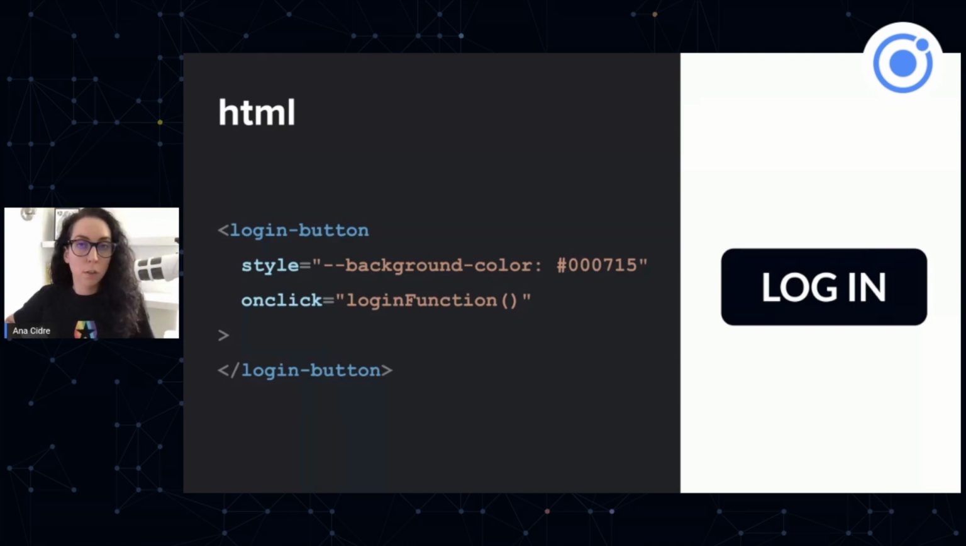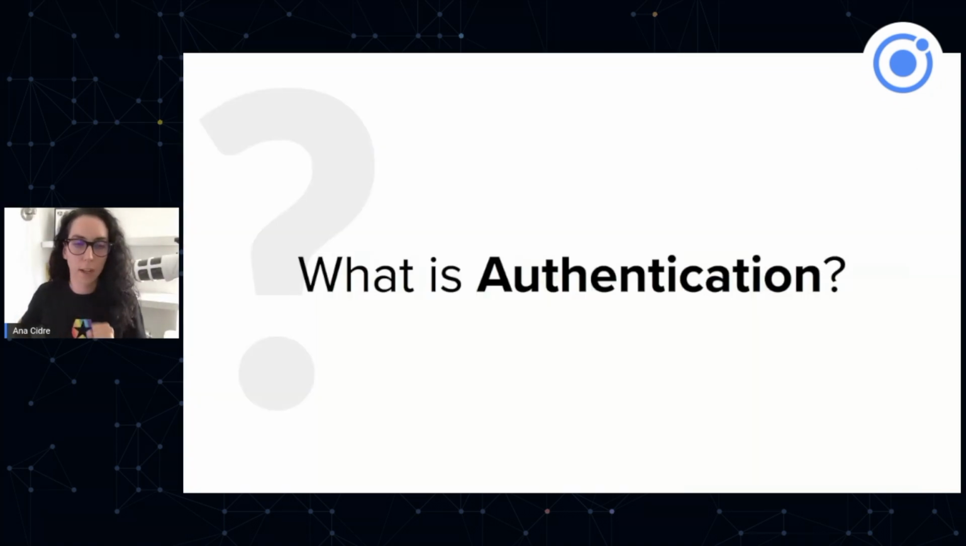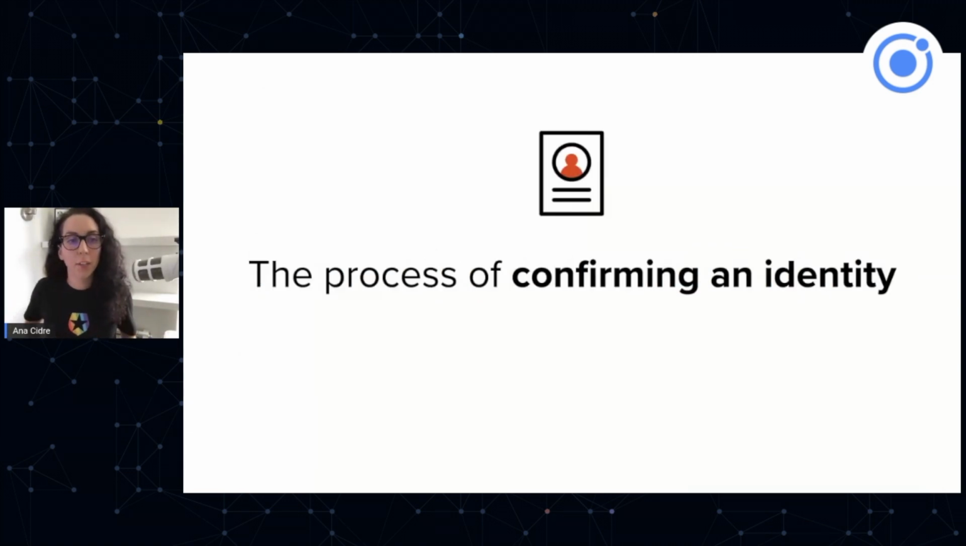So now that we've got a basic understanding of what web components are, let's go on to the second part, because this talk is called Web Components for Authentication. So what is authentication? Authentication is the process of confirming an identity. So what do I mean by this? It's when a user or an application proves they are who they say they are by providing valid credentials.